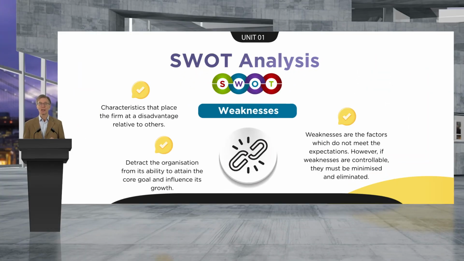Weaknesses are characteristics that place the firm at a disadvantage relative to others. They detract the organisation from its ability to attain the core goal and influence its growth. Weaknesses are the factors that do not meet the expected. However, if weaknesses are controllable, they must be minimised and eliminated.